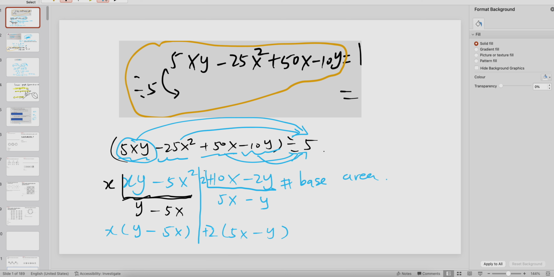Can you see? If you take out the plus 2, you end up with 5x minus y, which is different from y minus 5x. So maybe you shouldn't take out plus 2, because you will end up with a term which is different from this. So instead of plus 2, you should take out minus 2.